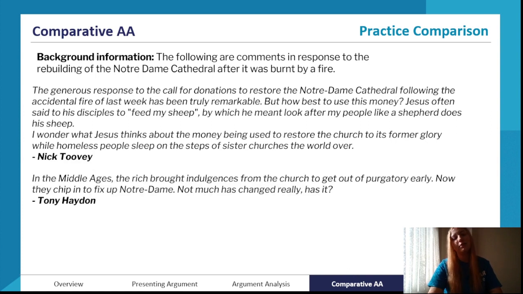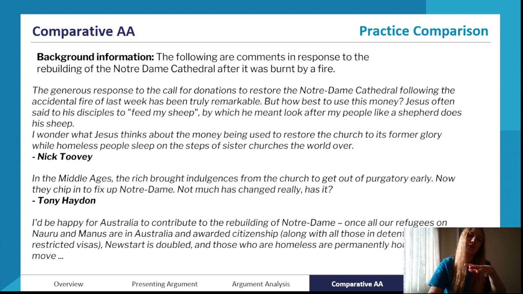And now we will look at how you plan for comparative material with a short example, and how you write up a body paragraph. So let's have a look. The following are comments in response to the rebuilding of the Notre Dame Cathedral after it was burnt by a fire. Again, think about also intended effect and also the contentions, how they're similar and different as we go along. Definitely take notes as we go along as well to get some practice in.